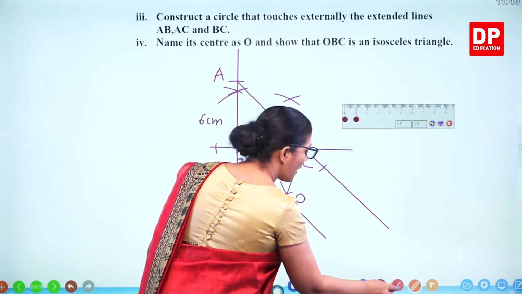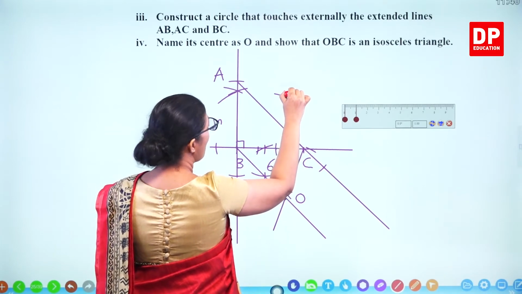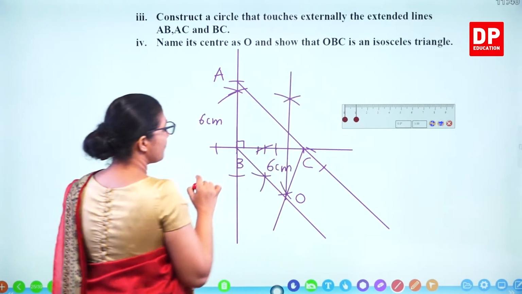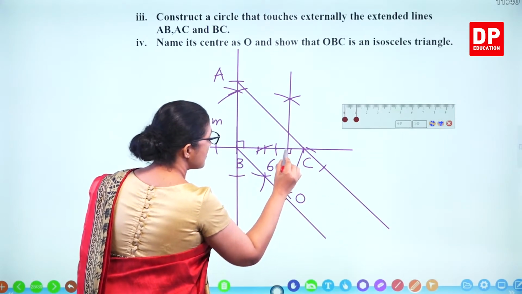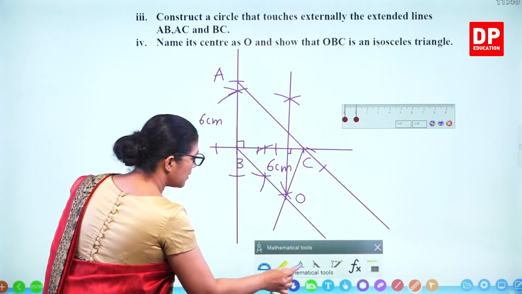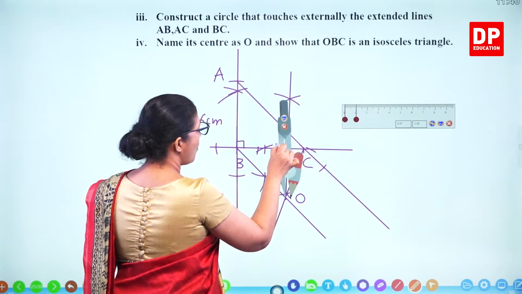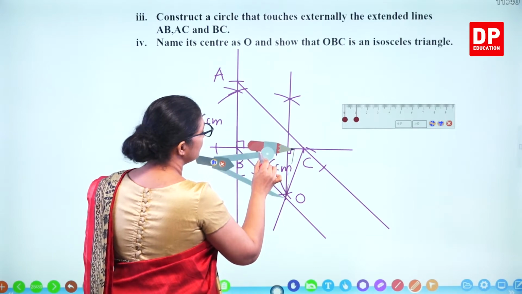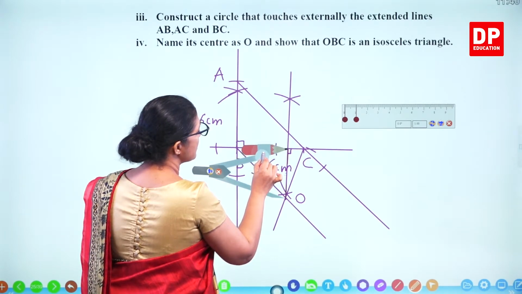Now we can draw the perpendicular from here to here. That's the perpendicular line. So this distance becomes the radius. So now take the compass from O to this point. This one. So that is the radius.